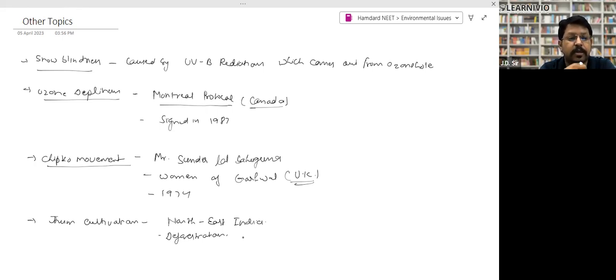Due to Jhum cultivation, they used to cut down the trees, and nowadays Jhum cultivation is banned. So remember Jhum cultivation: it was popular in the northeast Indian part, and it was a type of deforestation practice. So everything is covered. I have covered all the things which are important for your NEET examination. So go through your NCERT and ask me if you have any doubt. Is that clear to everyone?